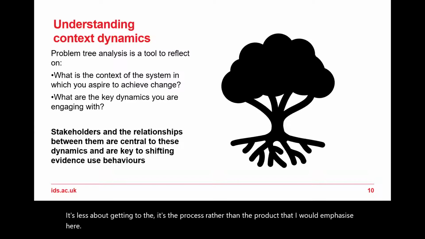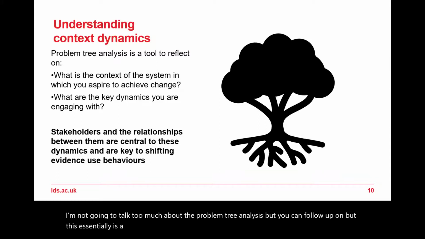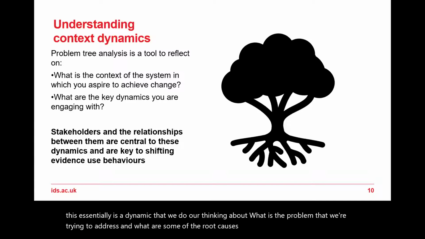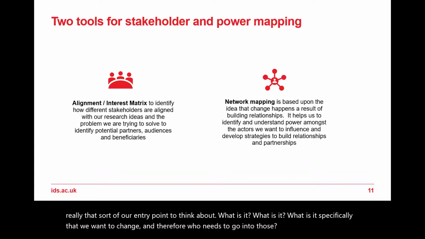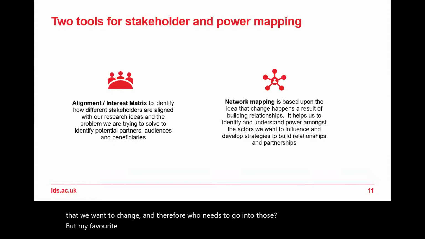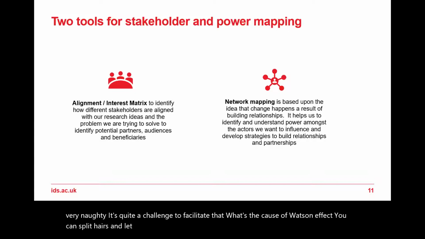I'm not going to talk too much about the problem tree analysis, but you can follow up on that. Essentially, it's a dynamic where we think about what the problem is that we're trying to address, and what some of the root causes of those dynamics are. That's our entry point to think about what specifically we want to change, and therefore who needs to go into those groups. But I have to be honest with you, I find the problem tree very knotty. It's quite a challenge to facilitate, deciding what's a cause and what's an effect. You can split hairs, but the key is to get people thinking. It's always a useful exercise to do, but it generates more questions than answers.